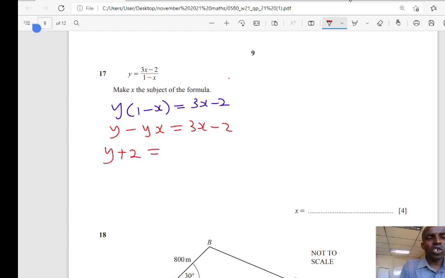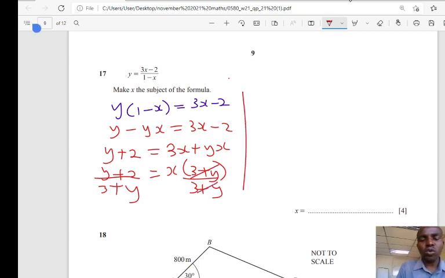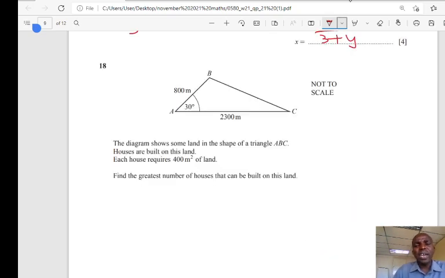Plus 2. To run away from negative numbers, I can just put the x's on the right side: 3x plus yx, or plus xy, it is still the same. Then after that, x is a common factor. You factor out x and you'll be left with 3 plus y. Now you divide by 3 plus y both sides. This one will cancel out. You get x is equal to y plus 2 over 3 plus y, or y plus 3. It's still the same.